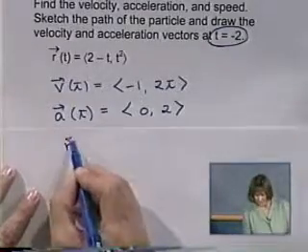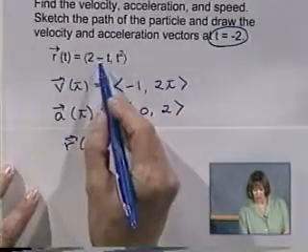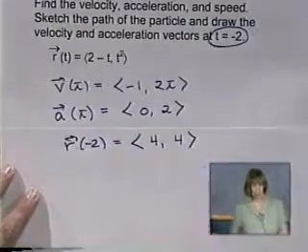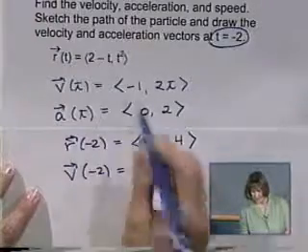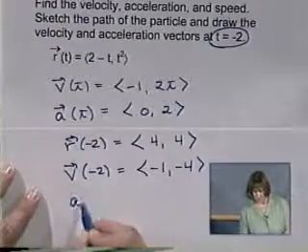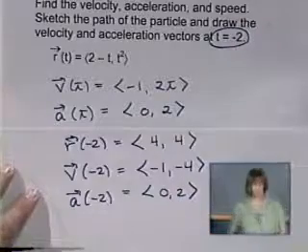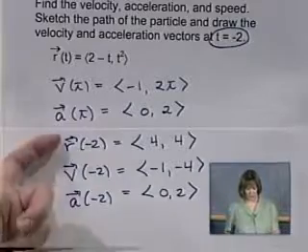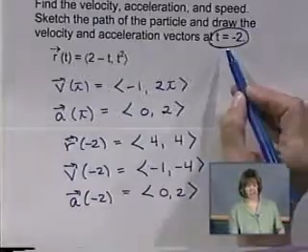So r of -2, where is my position at -2? It's going to be 2 minus a -2, which is 4, and a -2 squared, which is 4. So we're going to be at the point 4, 4. My velocity at -2 is going to have an x component of -1, but 2 times a -2 is a -4, and my acceleration at -2 will just stay at 0, 2. Okay, now they want me to sketch the path of the particle and then draw these three vectors.